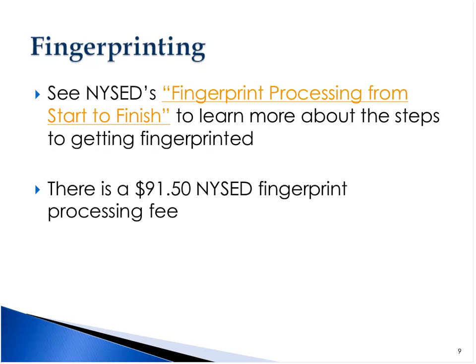There is a fee of $91.50, which is transferred to the State Education Department for a state and national criminal background check. But depending on where you go to get fingerprinted, the organization doing the fingerprinting may charge an additional fee. It can take anywhere from 12 to 16 weeks for your fingerprints to clear and be processed through the background check organizations. So you'll want to be sure that you plan for that amount of time when you're applying for certification.